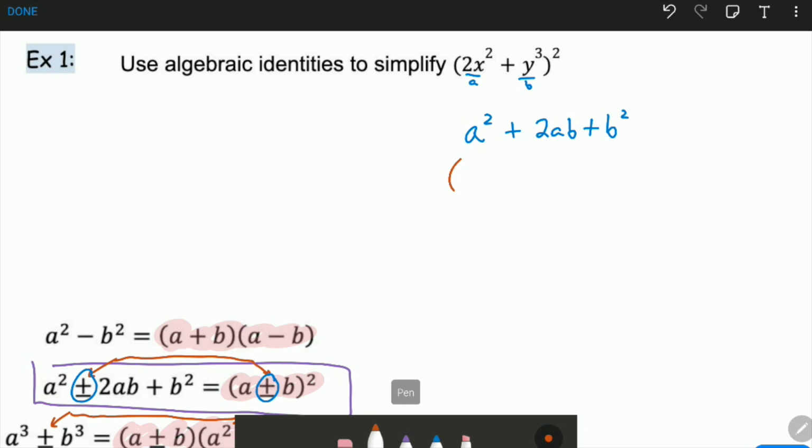So a is 2x squared, so we're going to do 2x squared squared plus 2ab, so 2 times a, which is 2x squared, and b is y to the third, and then plus b squared, so plus y cubed squared.